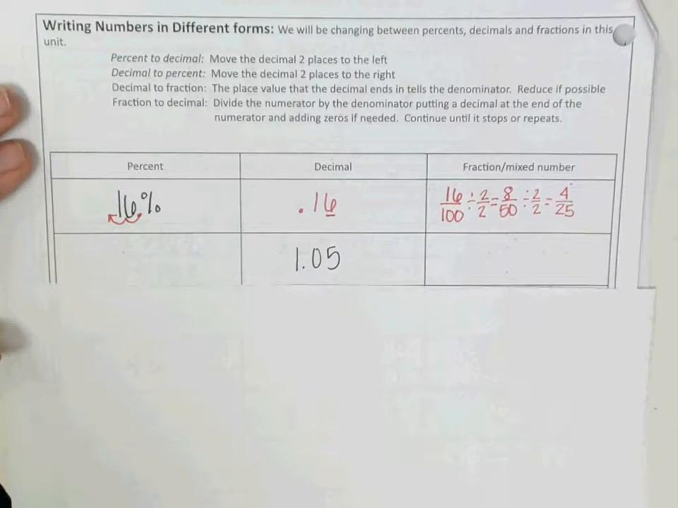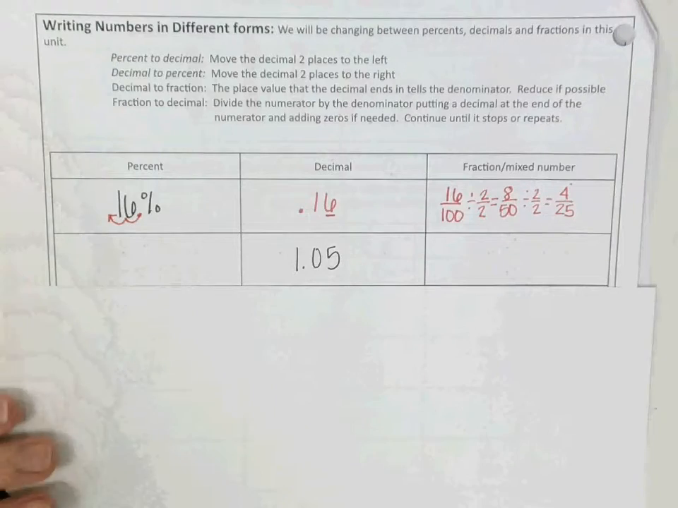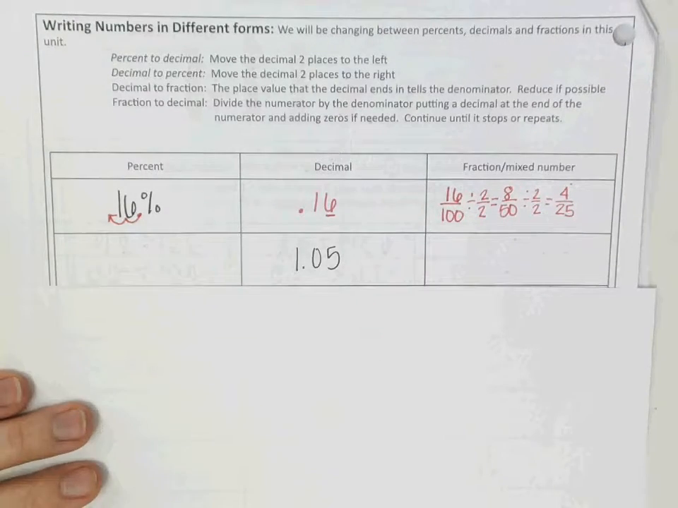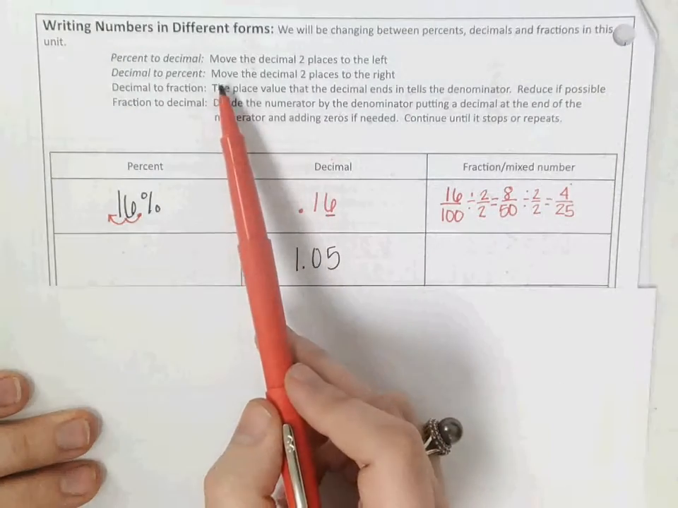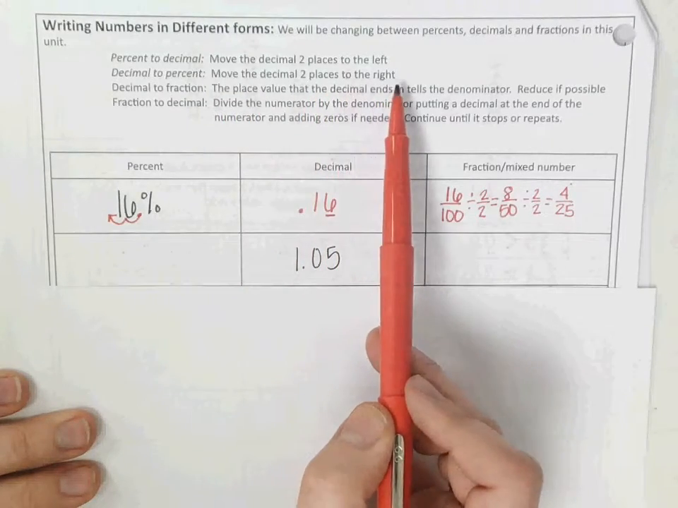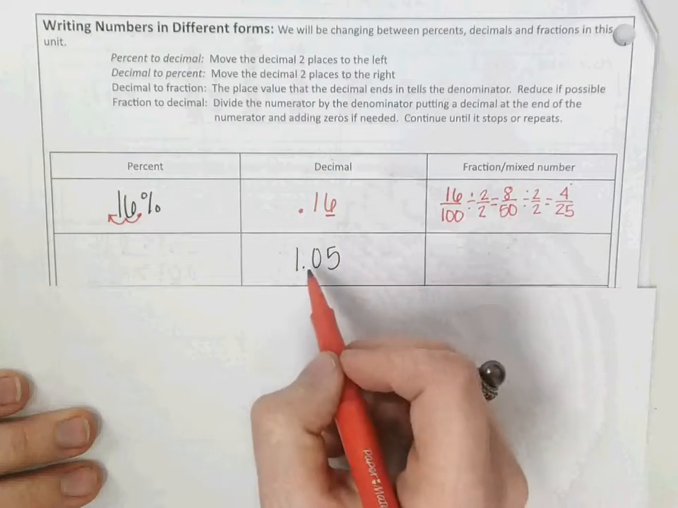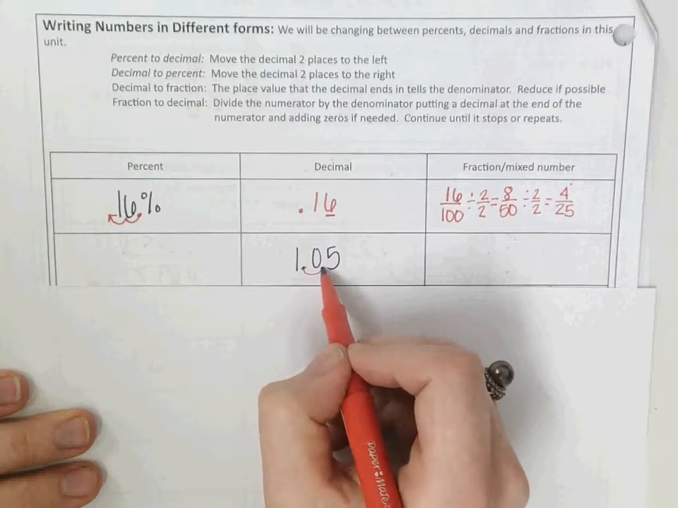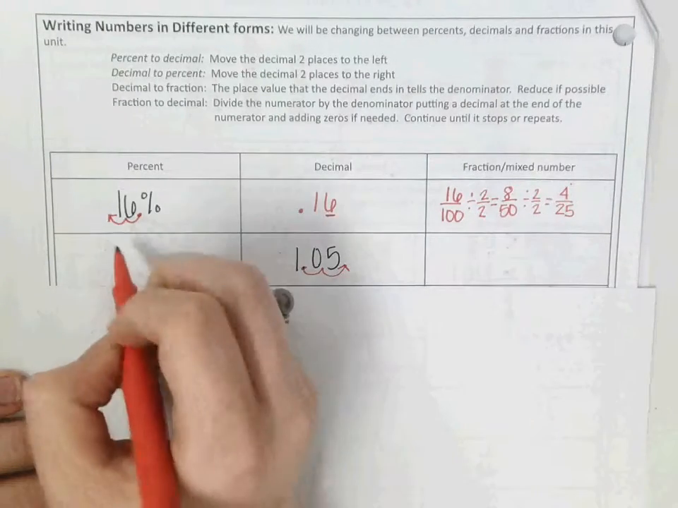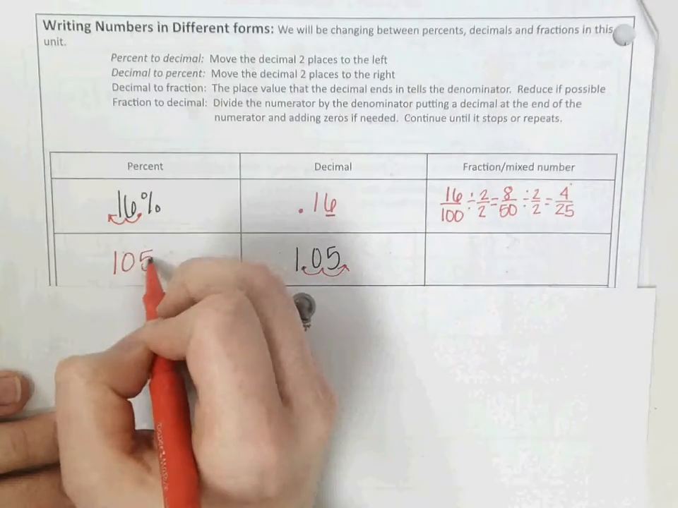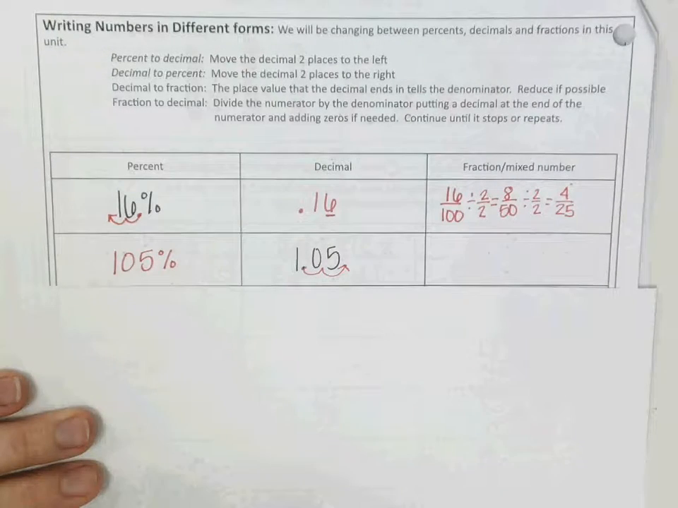So let's go to our second one. I give you the decimal 1.05. So let's change our decimal to a percent first. And so it says move the decimal 2 places to the right. So I already give you the decimal. All we have to do is move it 2 to the right. So that's going to give me 105%.